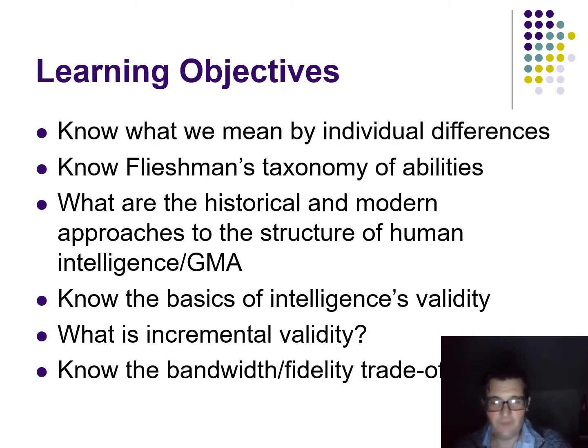So when we're talking about cognitive ability, today in general, we want to know some issues about what we mean by individual differences. We're going to talk about Fleishman's taxonomy of human abilities. We're going to look at the historical and approximately current approaches to the structure of human intelligence, or general mental ability. We'll talk about the validity that this thing that we call intelligence has.